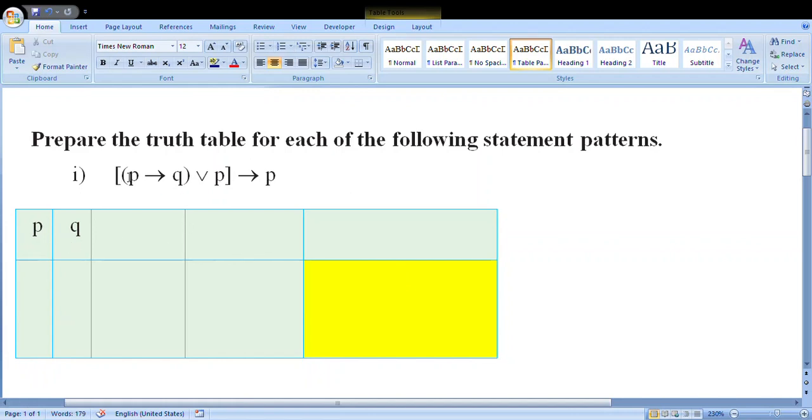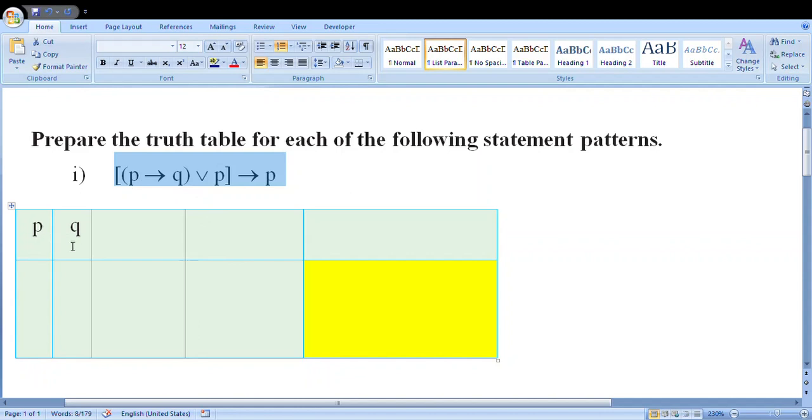Then this total bracket is dealing with P. So we already have P, but we don't have the value of this bracket. So first we have to find this bracket. But this bracket also consists of two parts, this is the first one and this is the second. We already have P, but we don't have P arrow Q. So first we have to find this P arrow Q. As soon as we get P arrow Q, we have to find this total answer, and as we get this, we have to find the complete answer. So let us start the solution.